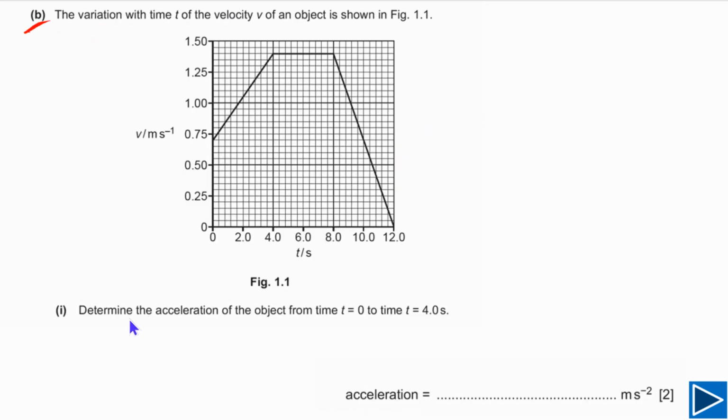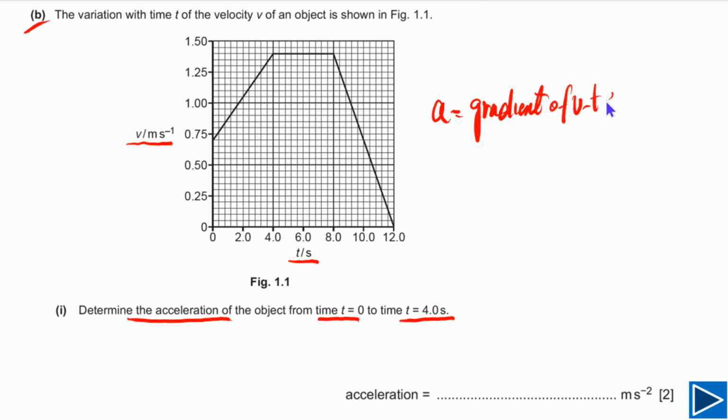For part B, we need to determine the acceleration of the object from time t is equal to 0 to time t is equal to 4.0 seconds. And for this question, velocity versus time graph is given. Velocity is on y-axis and time is on x-axis. So acceleration is simply equal to the gradient of vt graph. As the question is asking us, we need to find acceleration from time t is equal to 0 to time t is equal to 4.0 seconds. So we need to find the gradient of this line.